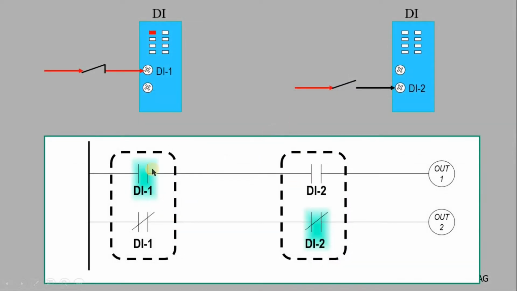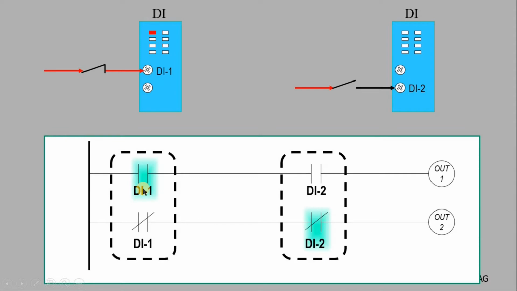So what do we mean by normally open and normally closed? This is a digital input card, and this is another digital input card. In the first one, digital input 1, here we have a normally closed contact, and in this DI card we have an open contact here. So in the first rung we have DI1, which is this guy. If power is applied to the channel, you will have the LED on. That means this contact here is true.